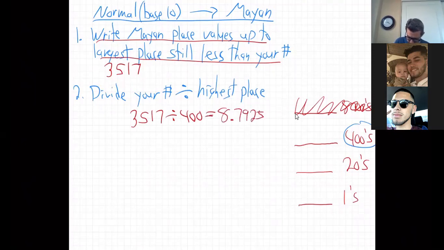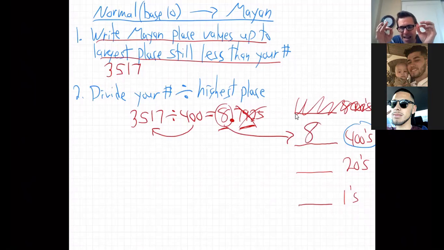I'm getting 8.7925. Okay, so what does that mean? Well, that means how many times does 400 go into our 3517 number? How many 400s are in there? Well, 8.7925. There's 8 of them and then a portion of another one. So that means we don't need this decimal. Get rid of it. Just take the 8, put over here 8.